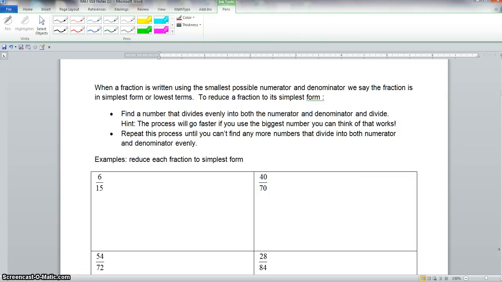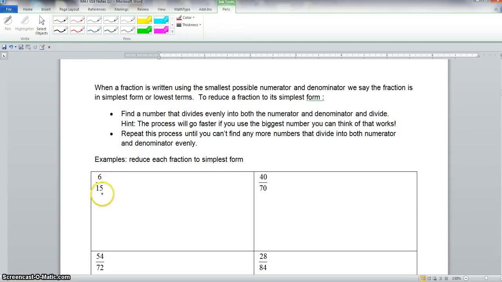Next, repeat this process until you can't find any more numbers that divide into both numerator and denominator evenly. Examples: reduce each fraction to simplest form. Now, one other thing I want to say here with this second bullet point is this. It says repeat this process until you can't find any more numbers that divide into both numerator and denominator evenly. Now, one other thing, we have to remember that 1 can divide evenly into both of them, and it will not change the number. So let's take this here.